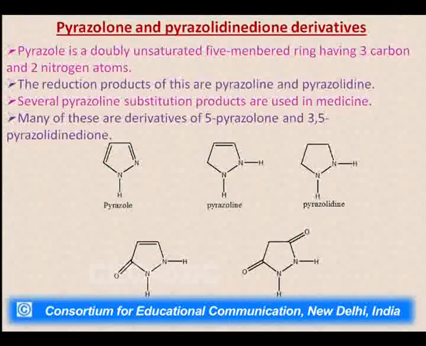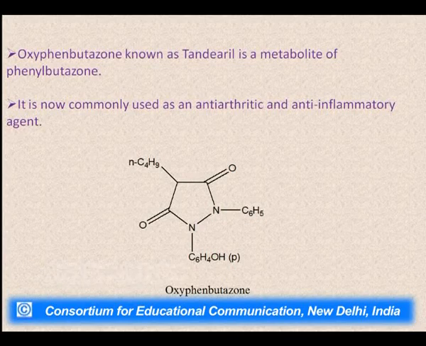Then come the pyrazolone and pyrazolidine derivatives. Pyrazole is a doubly unsaturated 5-membered ring with 3 carbon and 2 nitrogen atoms, and its derivatives pyrazolone and pyrazolidine also come in the class of analgesic drugs. One of them is oxyphenylbutazone, also named Tendaline, which is the metabolite of phenylbutazone and is commonly used as an anti-arthritis and anti-inflammatory drug.